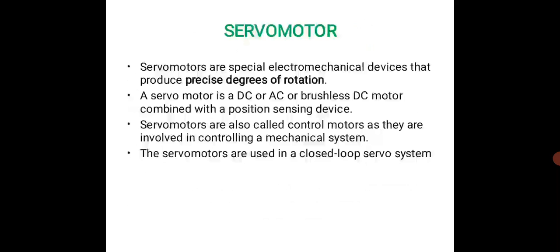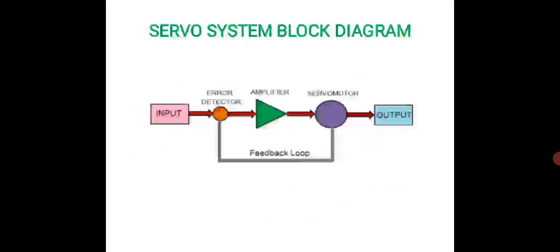Coming to the servo motor. Servo motors are special electromechanical devices which will produce precise degrees of rotation. A servo motor can be a DC or AC or brushless DC motor, and this is combined with a position sensing device. They are also called control motors as they are involved in controlling a mechanical system. They are used in a closed loop servo system.